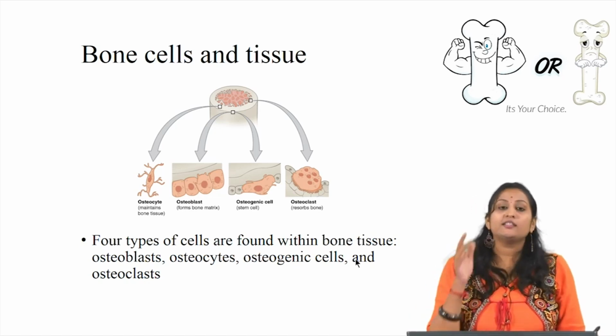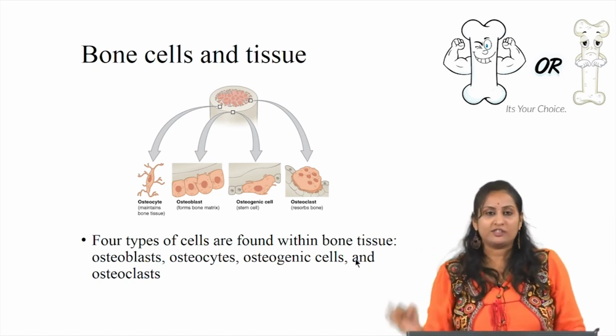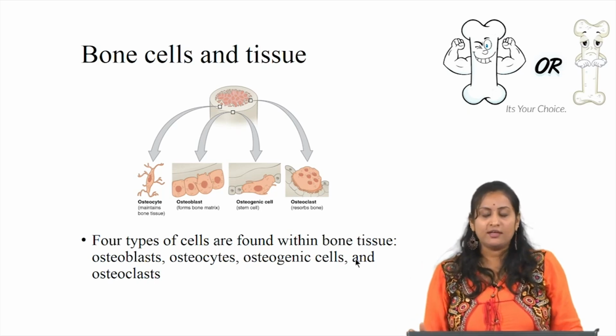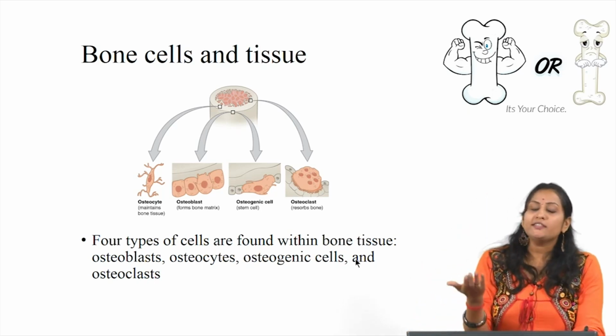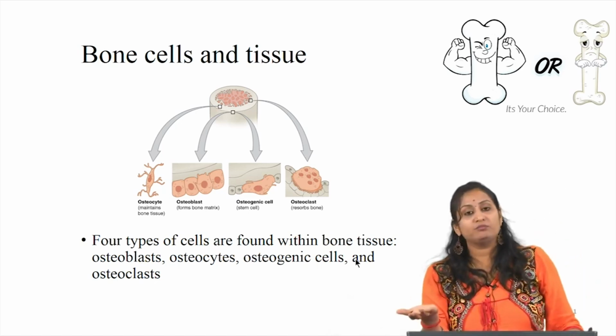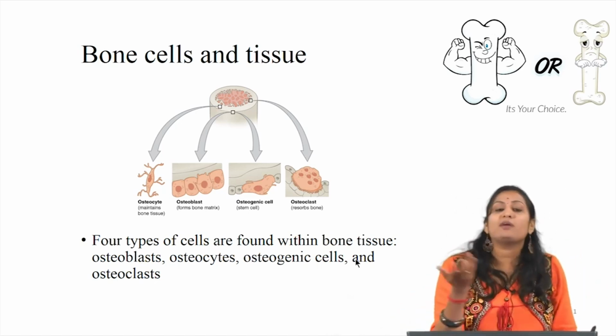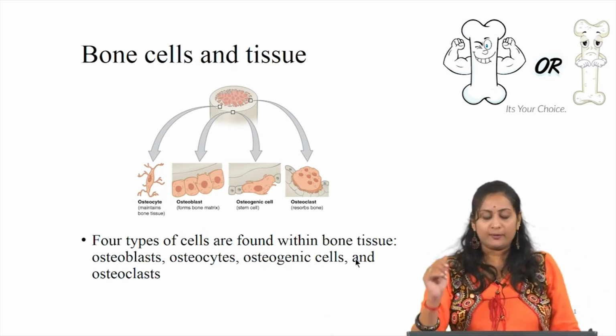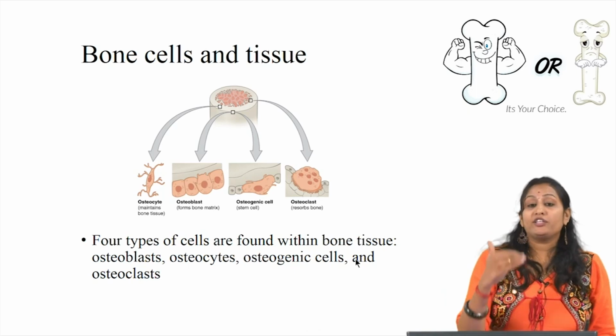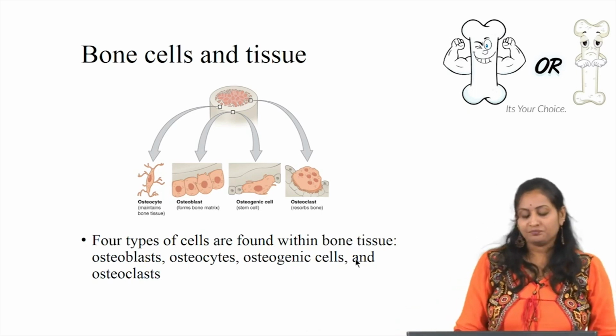The answer lies in the third cell type, the osteogenic cell. It is a highly undifferentiated cell present in the deeper regions of the periosteum and marrow cavities. It is the only bone cell that can divide, and it divides and differentiates into osteoblast cells.